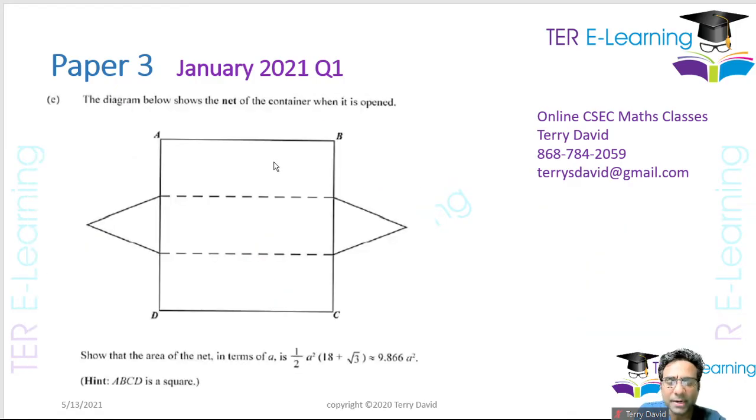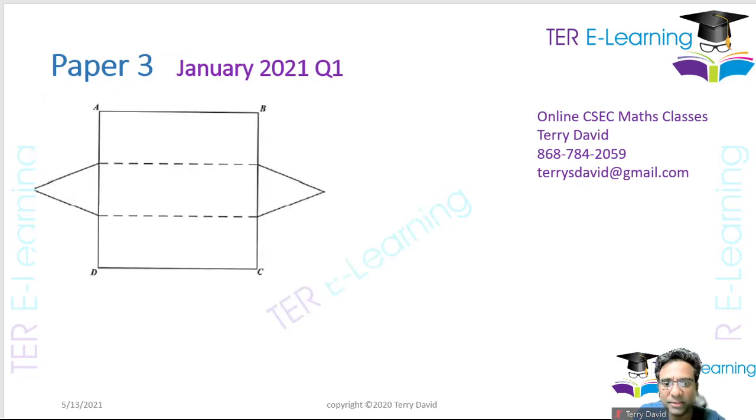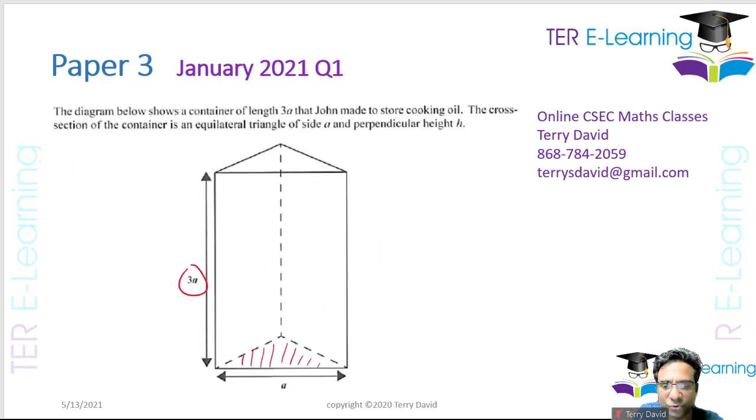Now, the next part, part C, the diagram shows the net of the container opened. And they want us to show that the area of the net in terms of A is equal to this here. So let's look at the diagram carefully. We knew some dimensions previously. They said this was A. It was an equilateral triangle. So this is A, this is A, this here is A, this is A, and this is A. And the length of this original container here was given by 3A.